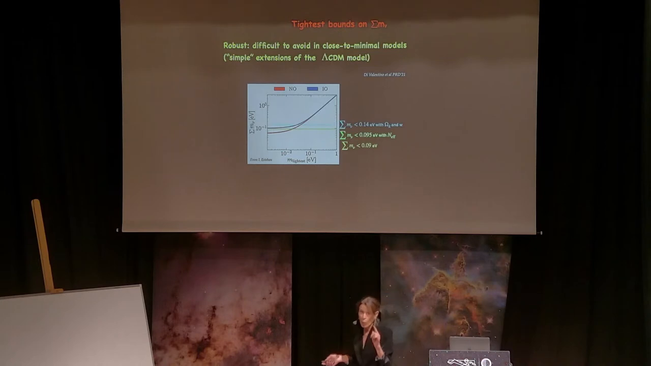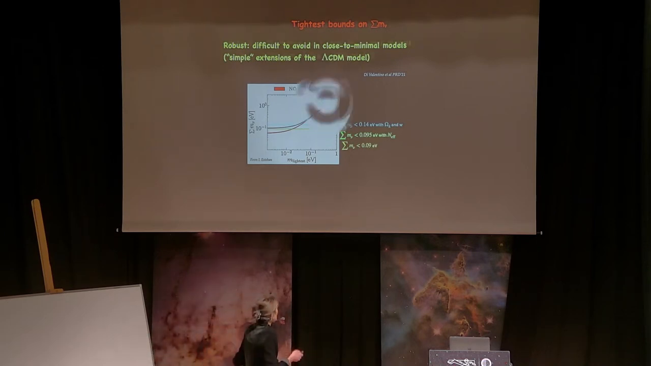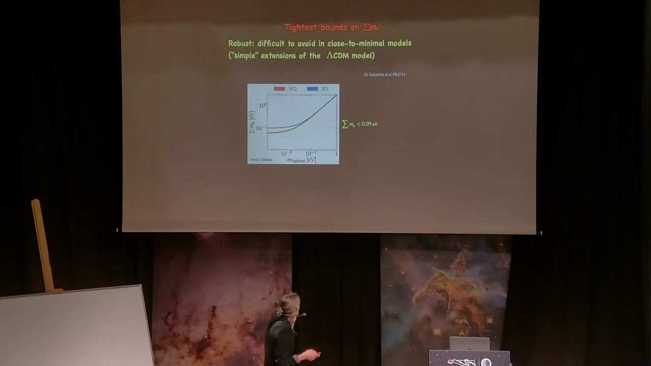And to change them, what one needs to do is either go to non-standard gravity, modified gravity models, or to models in which neutrinos behave in a weird way, let's say. They have extra interactions, exotic interactions, and so on and so forth. But let me go even further.